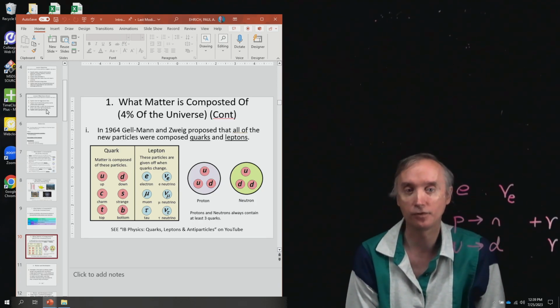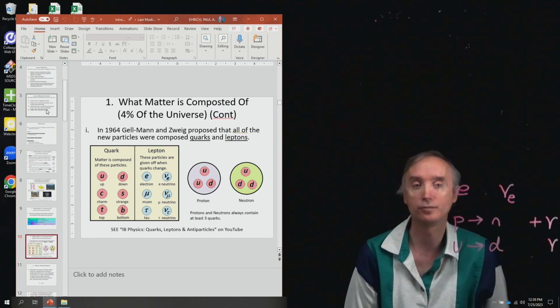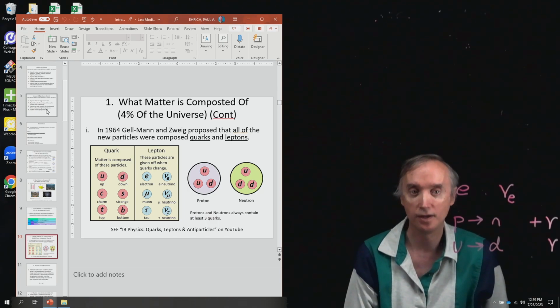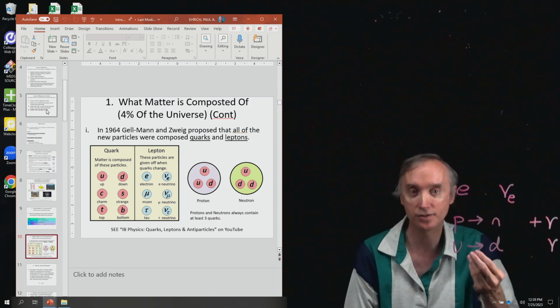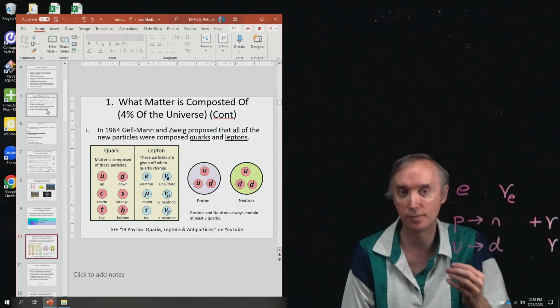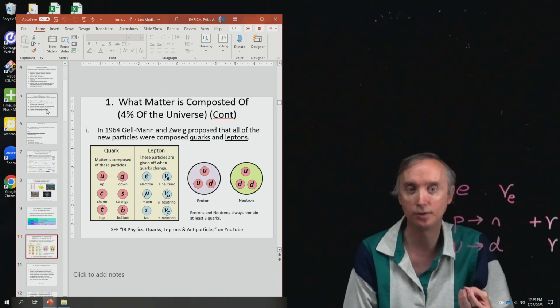I would also like for you to know that inside of protons and neutrons, there are at least 3 quarks. Now there could be more than 3 quarks inside of them, but there's always going to be at least 3 inside of a proton and 3 inside of a neutron. So matter is ultimately composed of quarks and leptons.